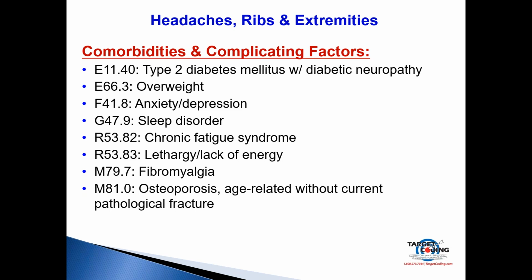Osteoporosis, of course, you can consider it a complicating factor, M81.0, osteoporosis, age-related, without pathological fracture. There are many osteoporosis codes with fracture. So here's just a few comorbidities and complicating factors. These conditions in and of themselves might not constitute the need for chiropractic, but these conditions superimposed on your typical chiropractic conditions will increase the need for more care.